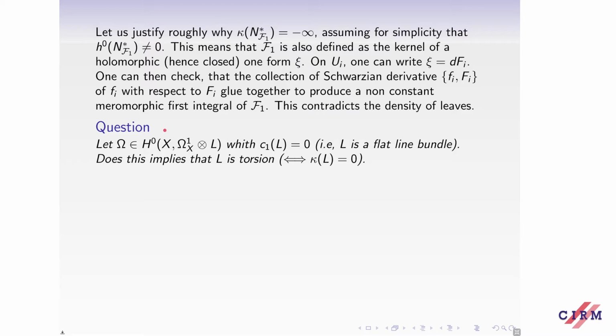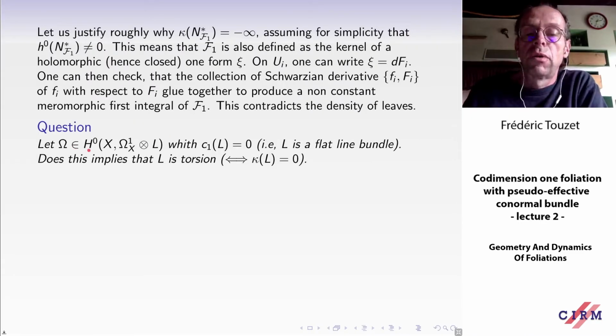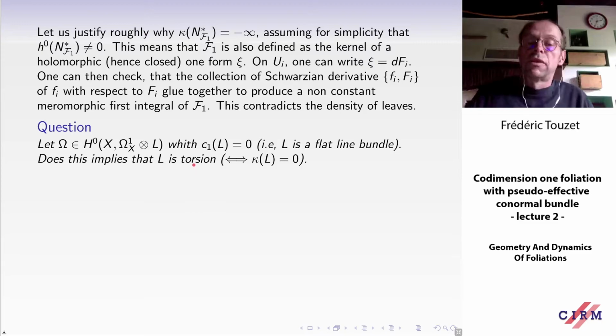Okay, so another question, which is also related to abundance problems. Consider omega, a holomorphic one-form twisted by a flat line bundle L. In the Kähler setting, this means that the first real Chern class of L is equal to 0. The question is, does this imply that L is torsion? It is related to abundance phenomena because L being torsion in this setting means that the Kodaira dimension is equal to 0.